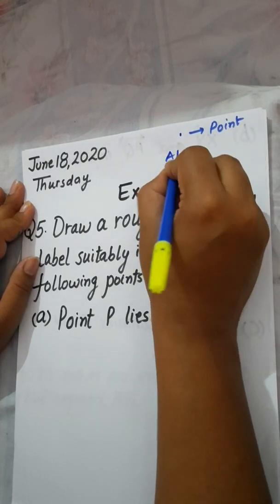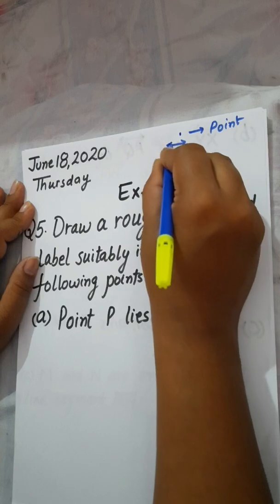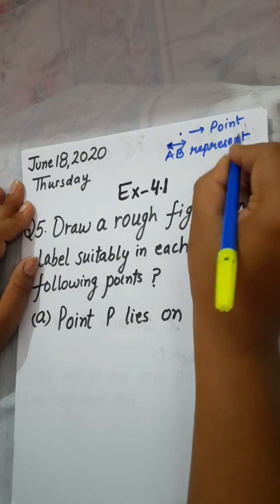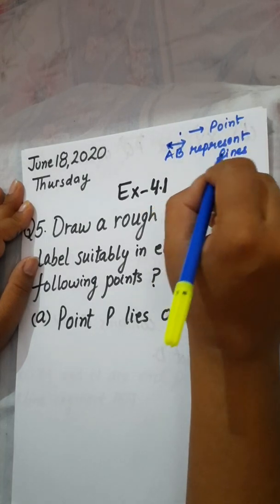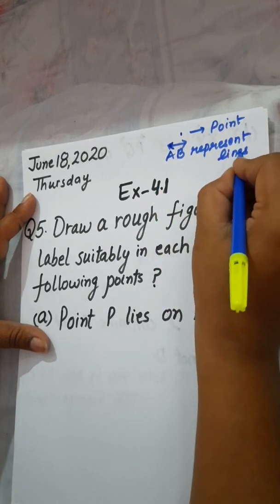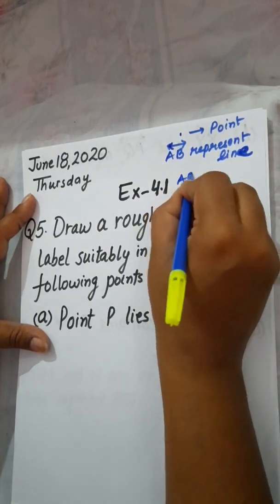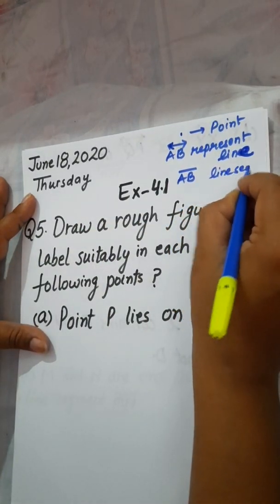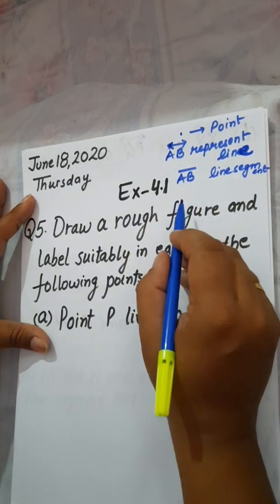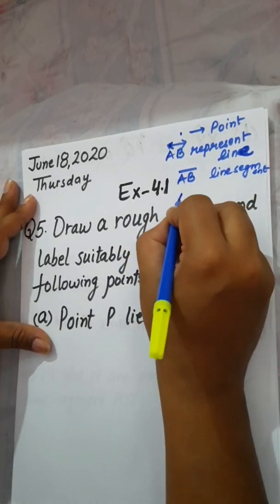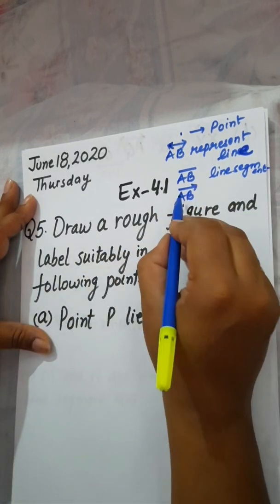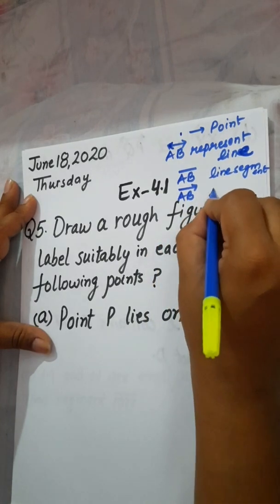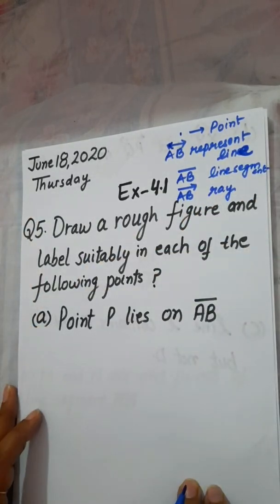If I write AB and this is the symbol, this represents a line. Whenever there are two arrowheads in the opposite direction, it represents a line. Then next we have AB like this. So this represents a line segment, in which the starting point and ending point are fixed. Then next we have AB, where one point is fixed and the other extends indefinitely in one direction. So this represents a ray.